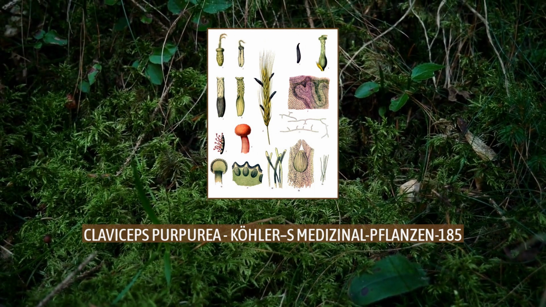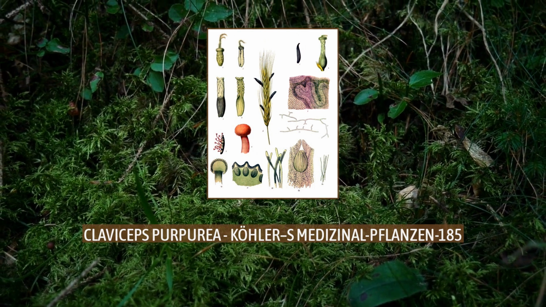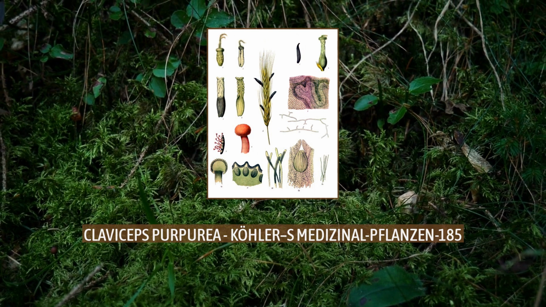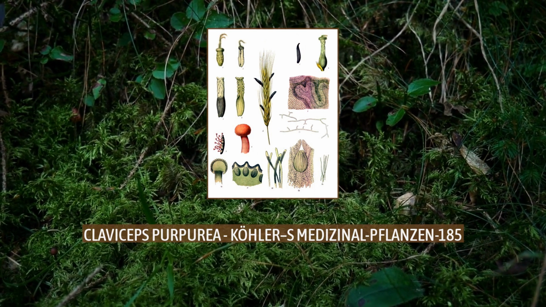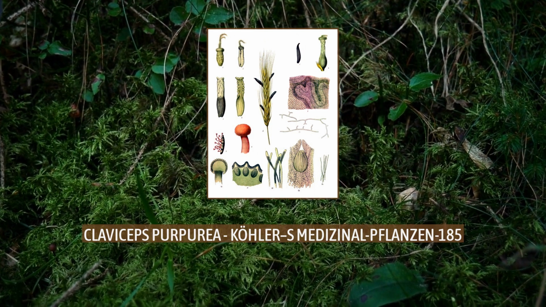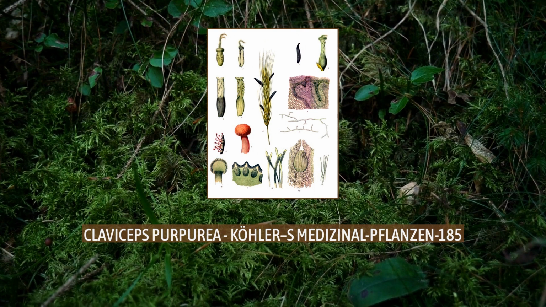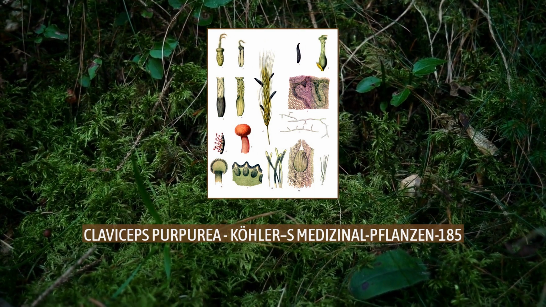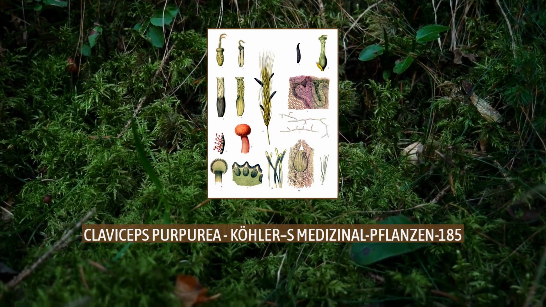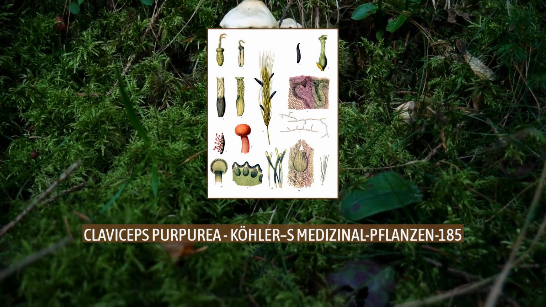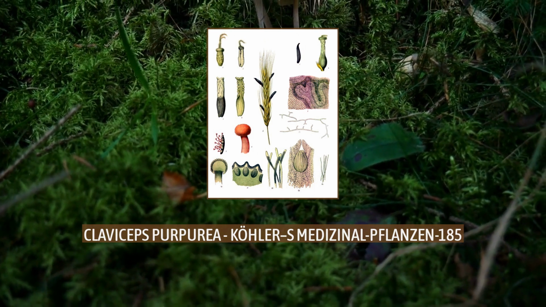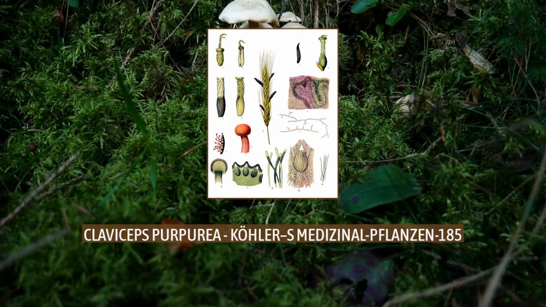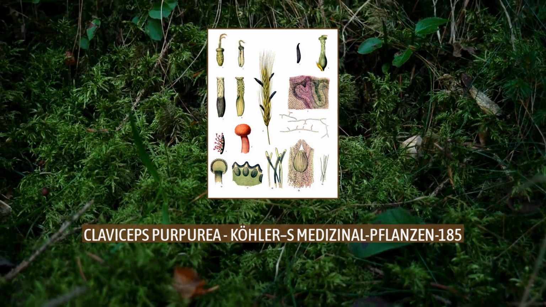Claviceps includes about 50 known species, mostly in the tropical regions. Economically significant species include Claviceps purpurea, parasitic on grasses and cereals, Claviceps fusiformis on pearl millet and buffel grass, Claviceps paspali on dallis grass, Claviceps africana on sorghum, and Claviceps lutea on paspalum.